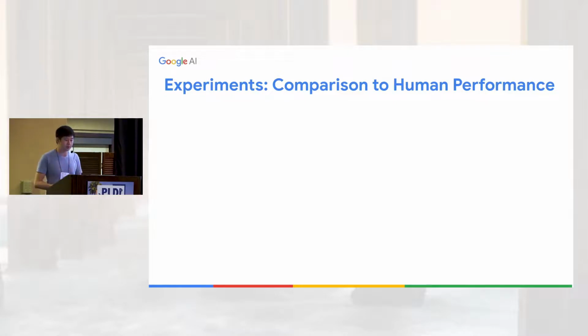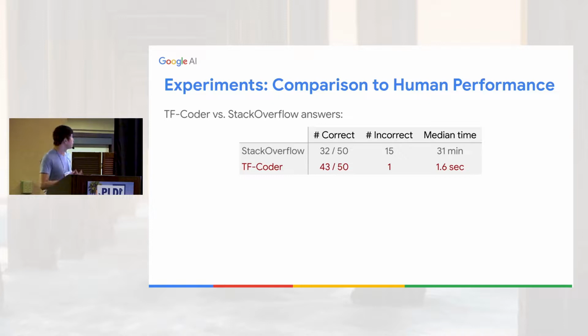We also compared TF-Coder to human performance. Of the 50 tasks from Stack Overflow, we found that the Stack Overflow answers were correct for 32 problems, incorrect for 15, and the median answer posting time was 31 minutes. But TF-Coder performs significantly better on all of these metrics.